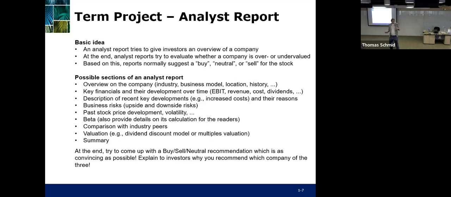A bad report is you read it and you have no idea what's going on, and at the end you say, oh, buy. But you have no idea why you should actually buy. That's a bad report. So be as convincing as possible in your recommendation.